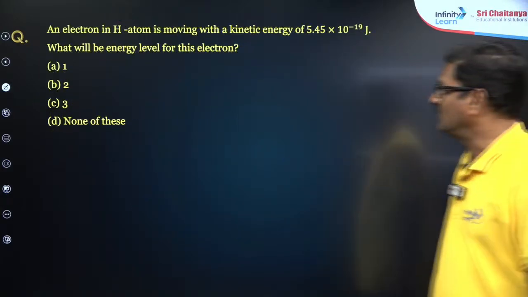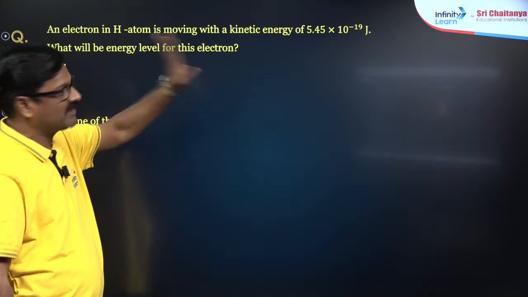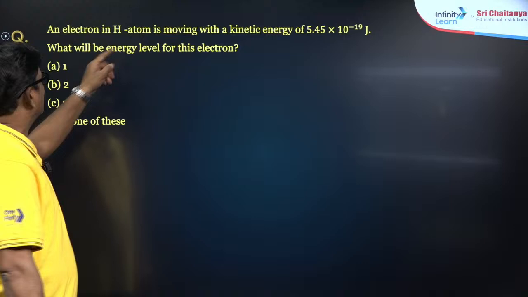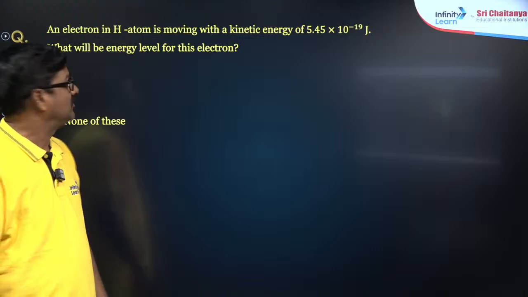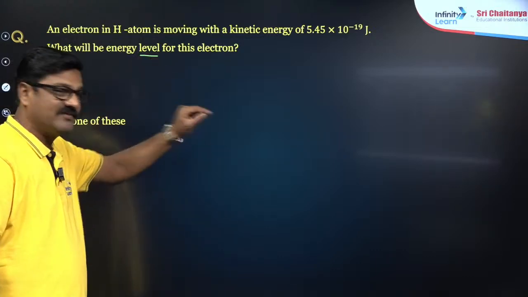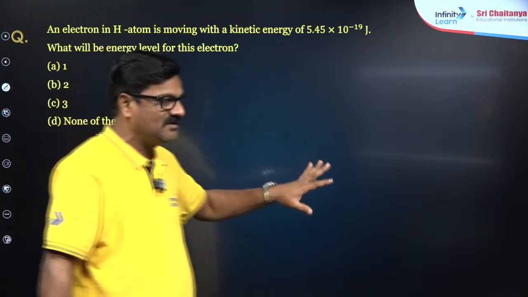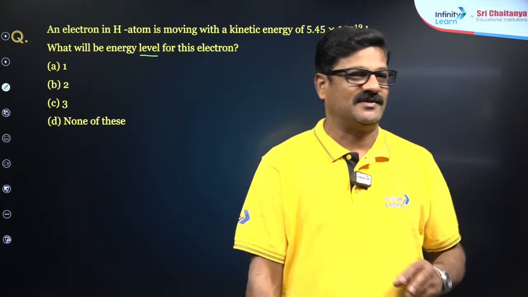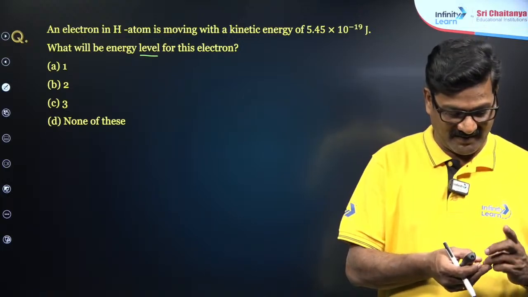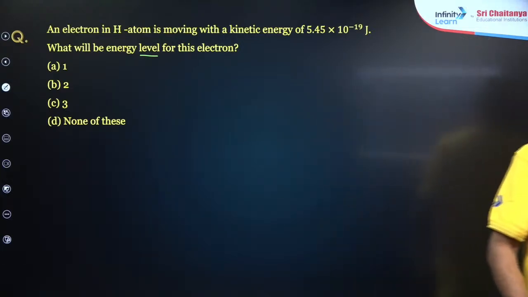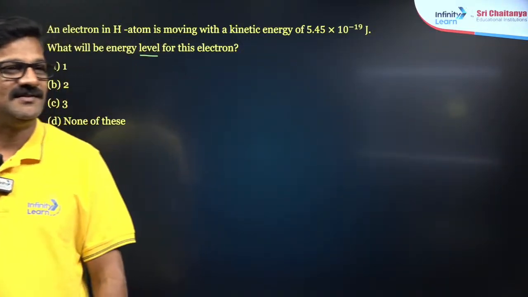Now one more question. An electron in a hydrogen atom is moving with a kinetic energy 5.45 into 10 power minus 19 joules. What will be the energy level for this? Kinetic energy is given. You are asked what is the energy level. So such type of questions can be helpful for solving in physics as well. You get double benefit from this chapter. So take a minute and solve it.